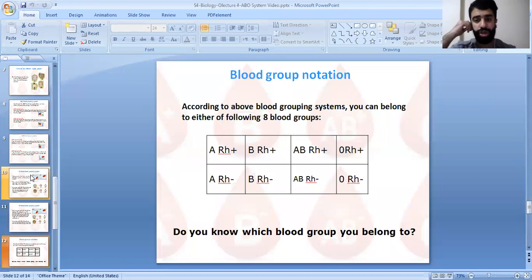According to the blood grouping system, you can belong to either one of these 8 blood groups. First of all, we said that we have only 4: A, B, AB, and O. Now we have 4, they become 8. So 8 blood groups. We have A RH plus, so we are positive. A RH minus, so we are negative. B RH plus, we are B positive. B RH minus, meaning that we are B negative. AB RH plus, meaning that it's positive.